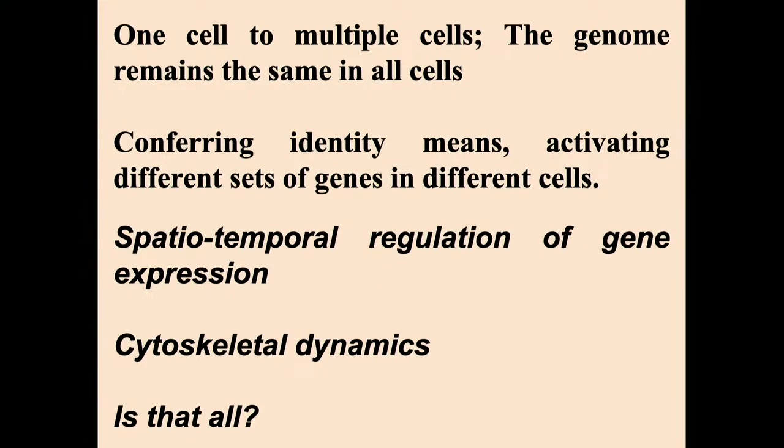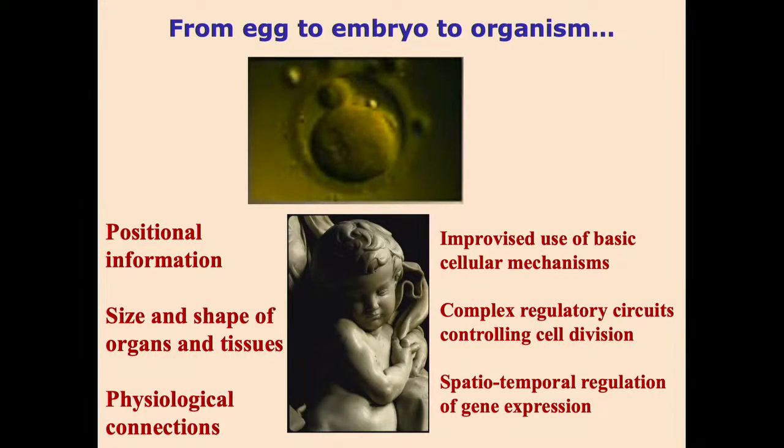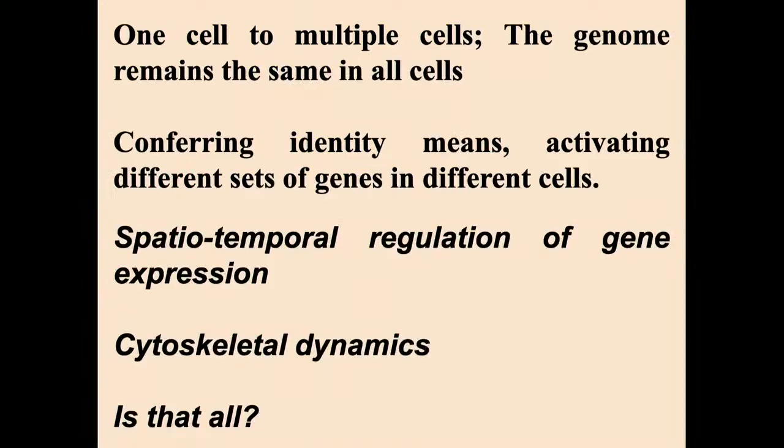So I started with, because it's one cell to multiple cells, one same genome giving rise to all kinds of morphological diversity within one organism's body. So we started saying that spatiotemporal gene regulation and some aspects of cytoskeletal dynamics are the ones which together will form different types of cells and different types of tissues and organs and so forth, right?